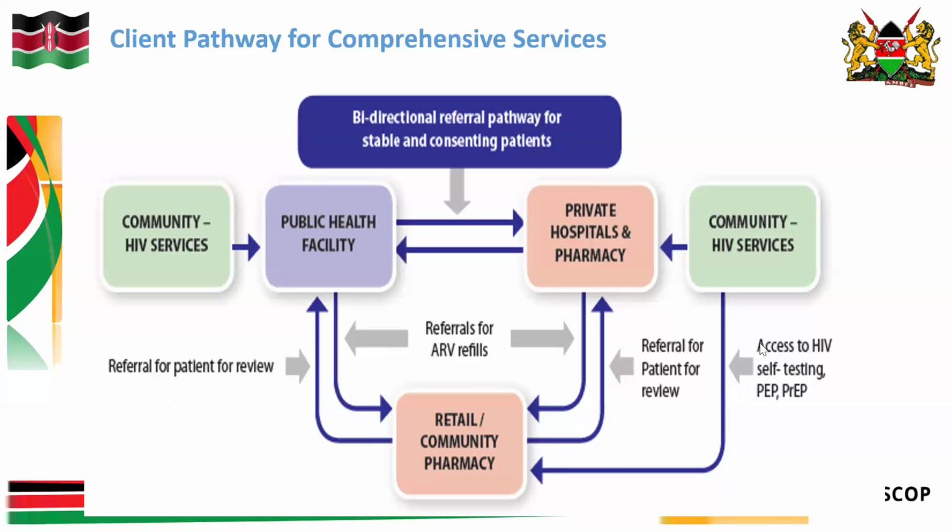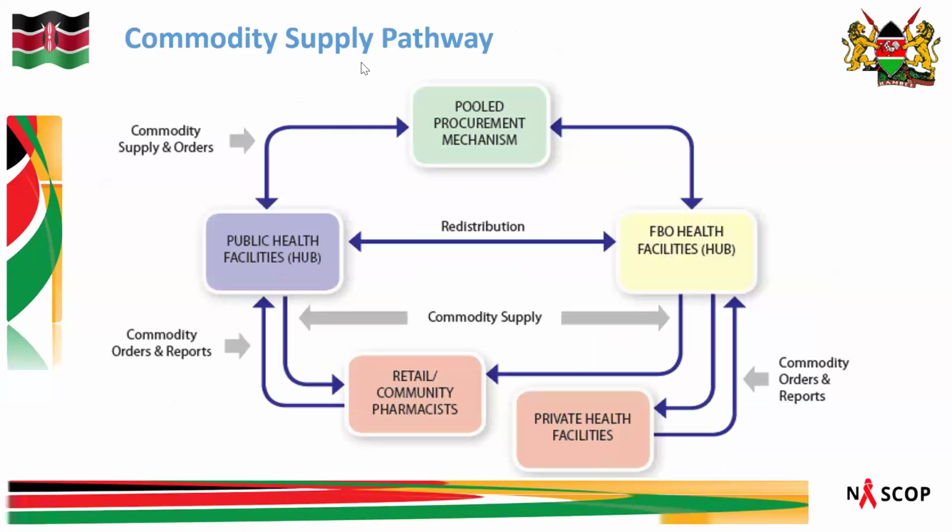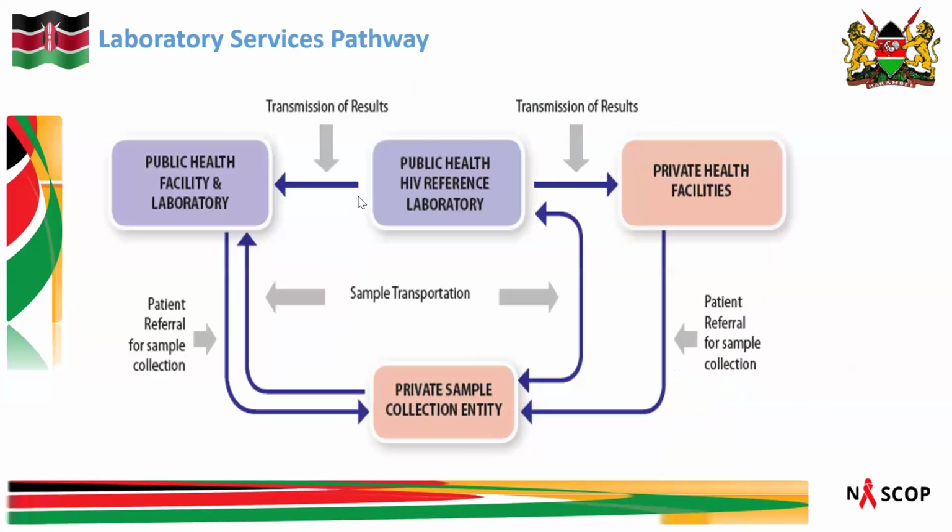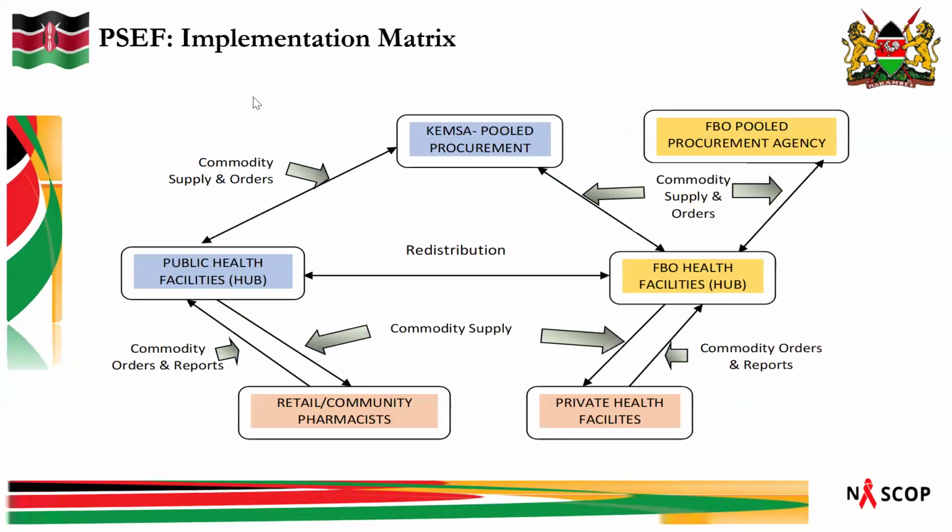Then we have access in the community. They will be able to access HIV self-testing, PEP, and PrEP. So this is the commodity supply pathway, whereby we have a pooled procurement mechanism, and the products, commodity and supply orders will be able to flow bi-directionally. Then for the laboratory services, it is the same, just the way the other commodities will flow.